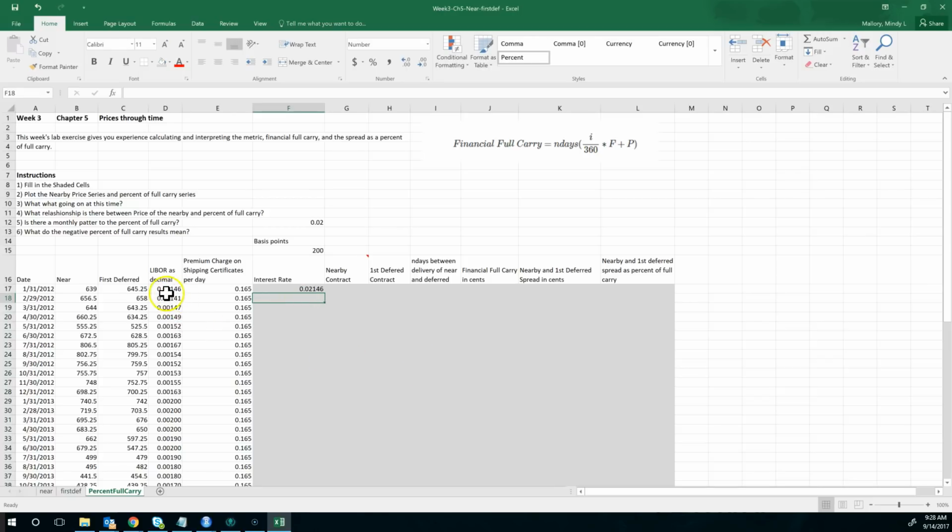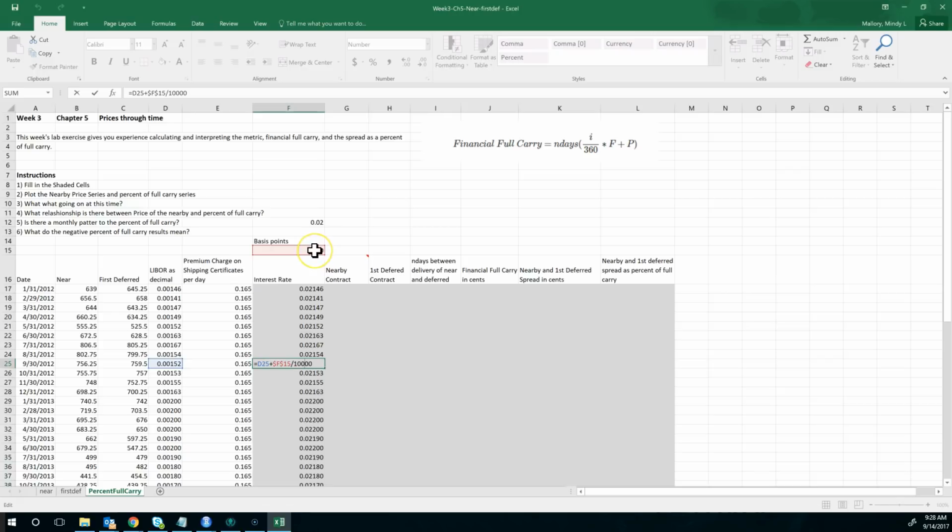So you can eyeball it and see that this number is indeed 2% higher than that one. So we must have done it correctly. And I am going to push F4 on my keyboard, and that puts the dollar signs in both the row and column spot. That way, when I double click here in the corner, it'll fill all the way down and keep this cell fixed on the basis points.